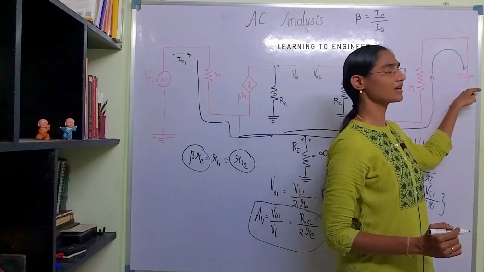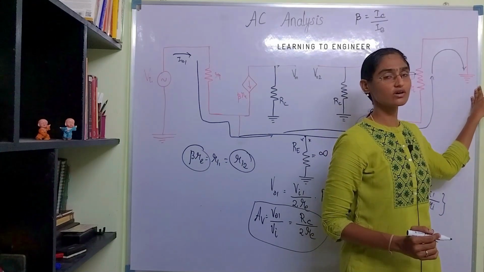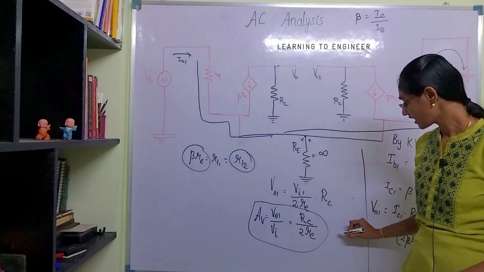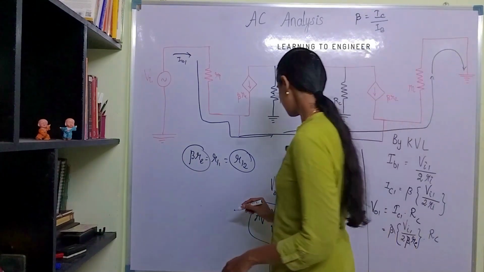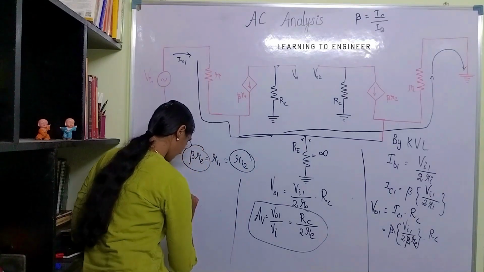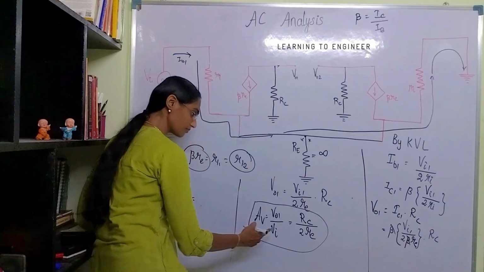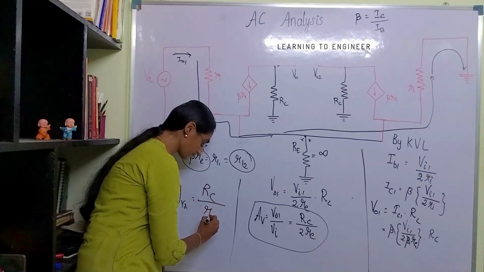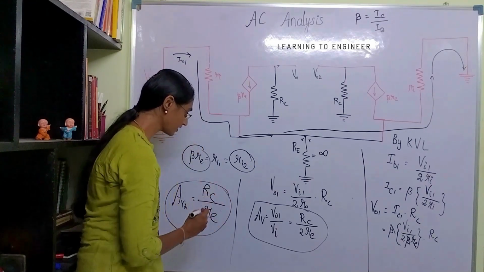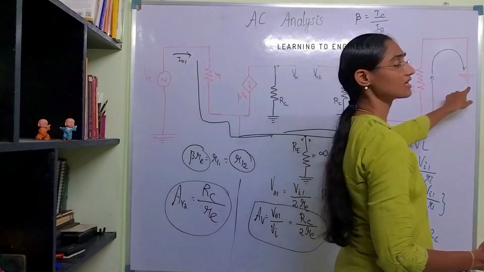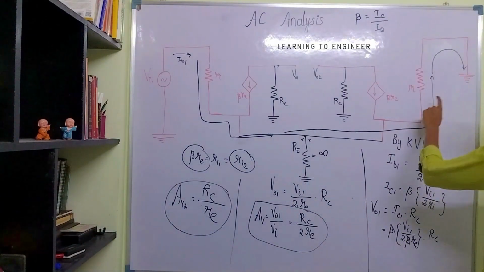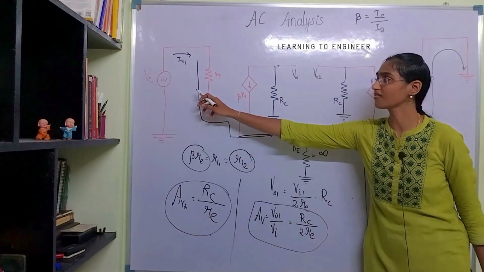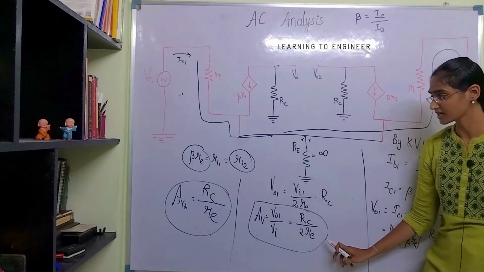What will happen if we apply another value of Vi1 over here? What will happen? The gain will be, I will write it as AV2. AV2 will be 2 times this, which is nothing but Rc divided by Re. Okay. So if we have another AC supply here and AC supply there, this will be the gain, and if we have only one source, this will be the gain.